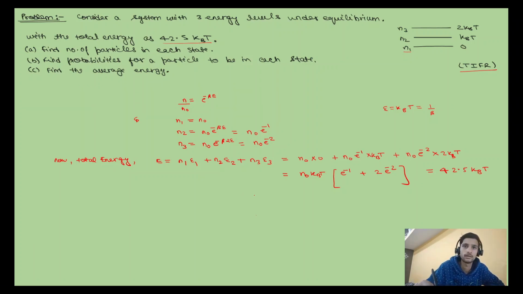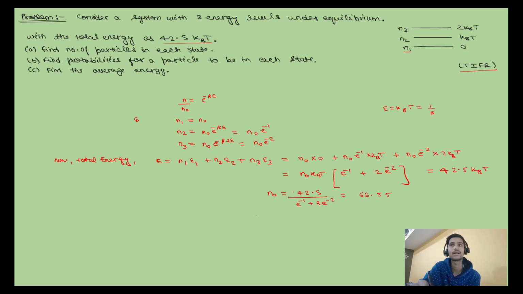So you can find the value of n naught as 42.5 divided by e raised to power minus 1 plus 2 e raised to power minus 2. Now if you solve this using a calculator, how much is this value? It is 66.55. So this is the value of n naught.